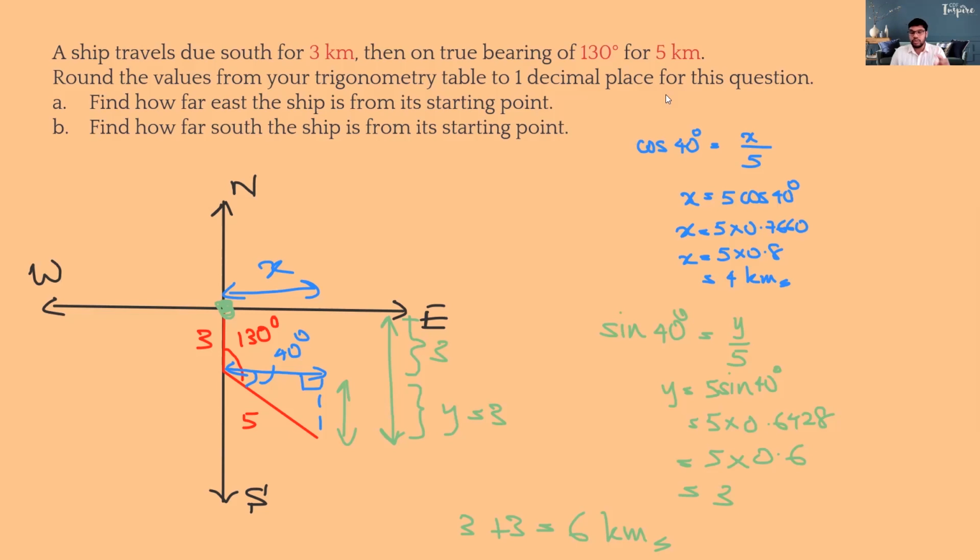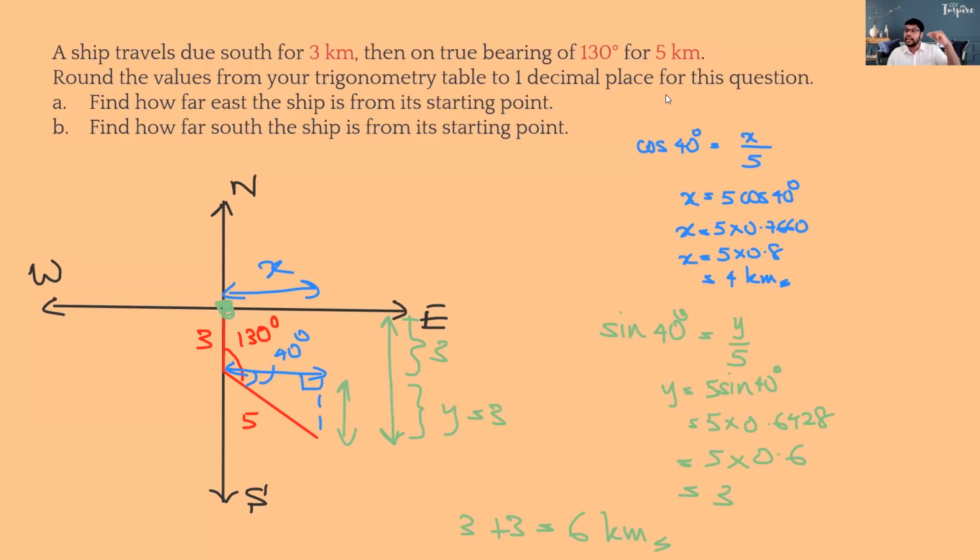So then to find y, again I use this right angle triangle in blue and red, right? Here sine 40 is opposite over hypotenuse. Opposite is y, hypotenuse is 5. Then I take the 5 to the other side: y equals 5 times sine 40. Sine 40, I find the value from the table, which gives 0.6428. I round that to one decimal place because the question asks me to do so. 5 multiplied by 0.6 gives me 3. So that means the distance y is 3.